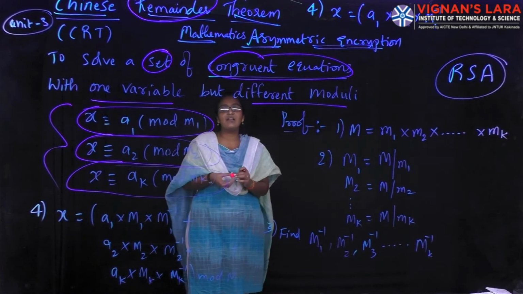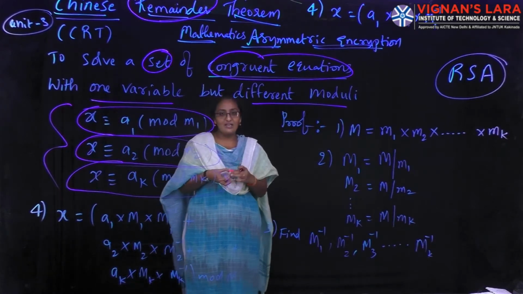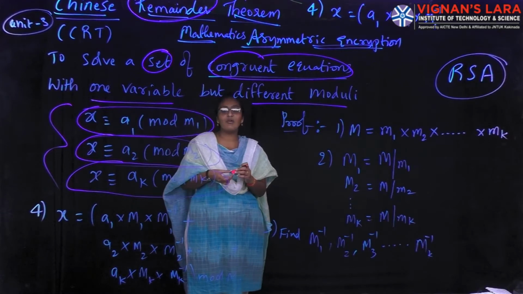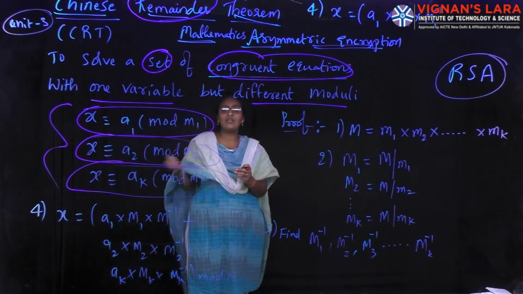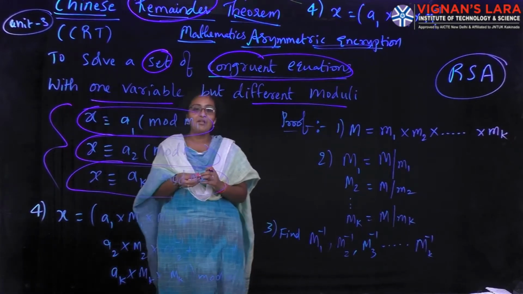So in symmetric encryption, what we have discussed: what is a ring, what is a field, what is a Galois field, what are the prime numbers, what are the integers, how we can find the multiplicative inverse, what are the congruent equations. All these we have done in unit 2.